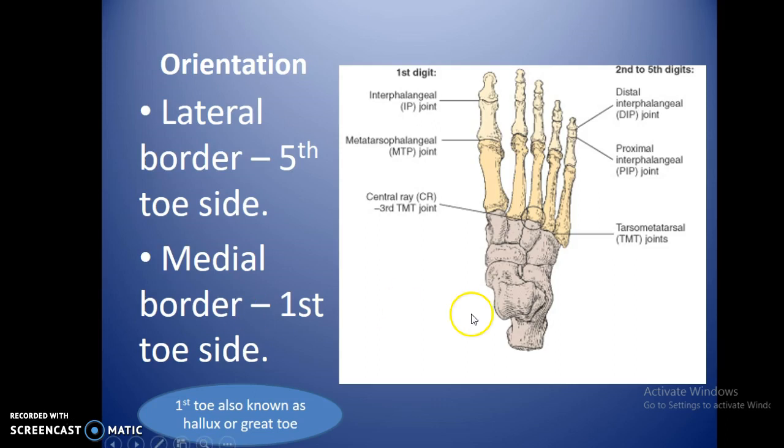Orientation, lateral will be the 5th toe side here. So your lateral area will always be on the pinky side of the foot. The medial side will be the greater toe, which is on the first side here. The first toe is also known as the hallux or great toe. Either one of those terms to describe this whole digit is fine.